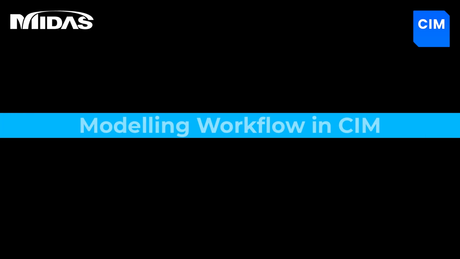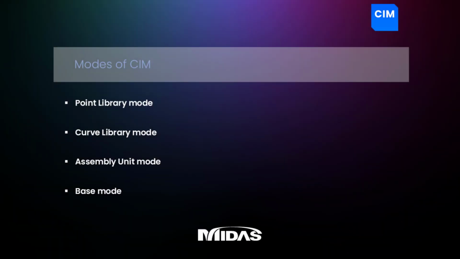Let's quickly understand the basic workflow of CIM and how its different working modes are organized. CIM operates with 4 main modes. These are Point Library Mode, Curve Library Mode, Assembly Unit Mode, and Base Mode. Out of these, Point Library and Curve Library are known as library modes. Now let's discuss them in detail.